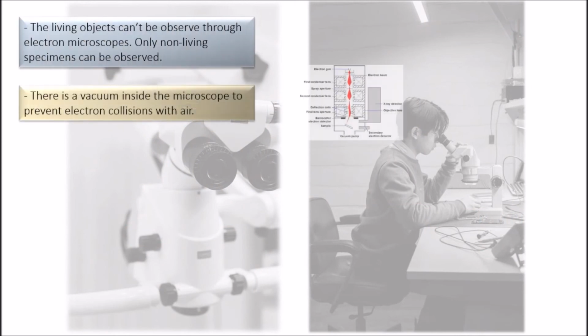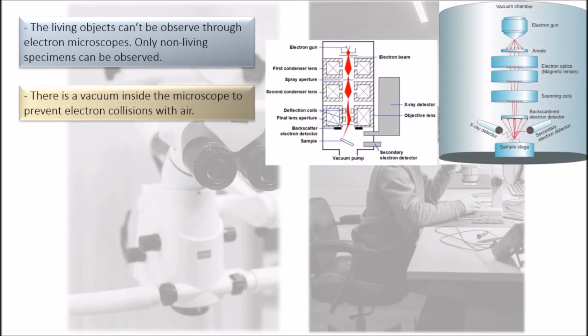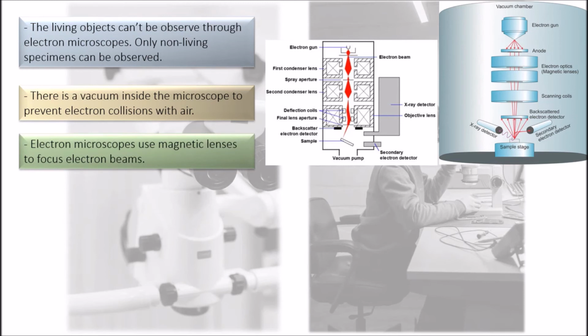Living objects can't be observed through this type of microscope because the electrons react with the water particles in the specimen, therefore only non-living specimens can be observed. So, it is essential to keep a vacuum in the electron microscope. Electron microscopes use magnetic lenses to focus electron beams.